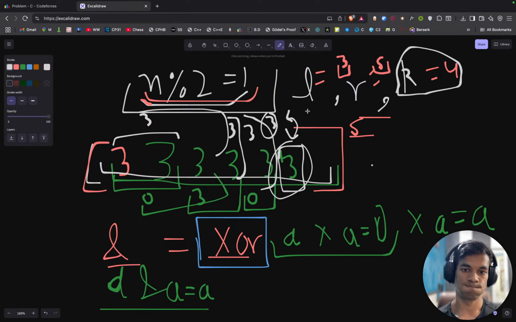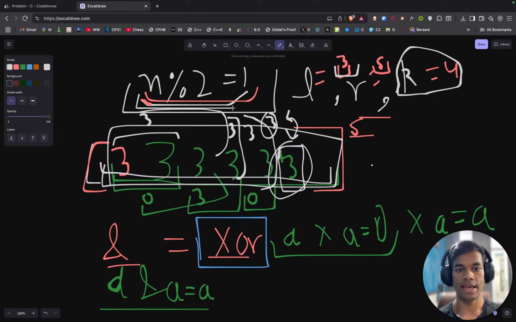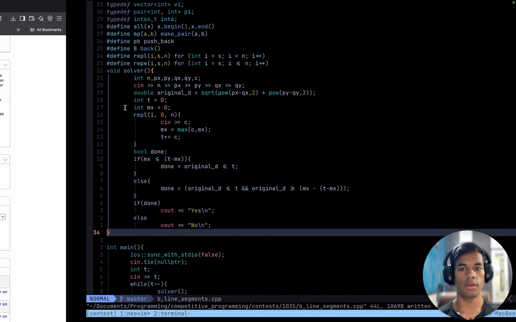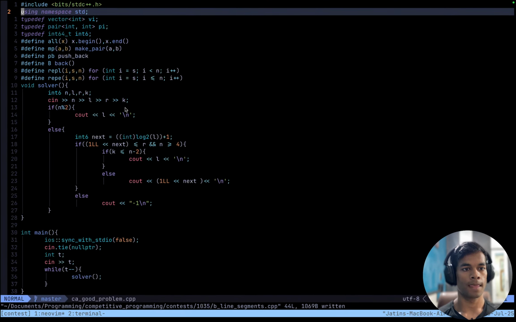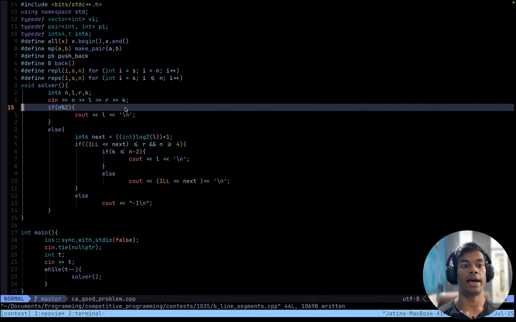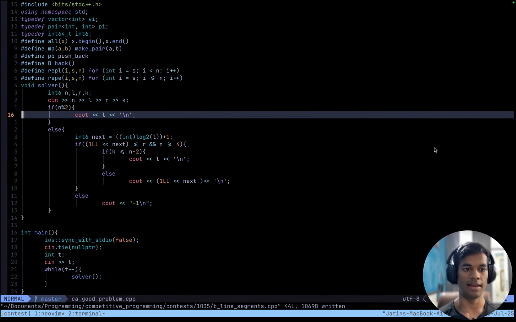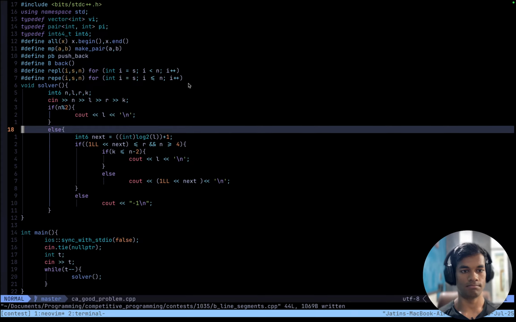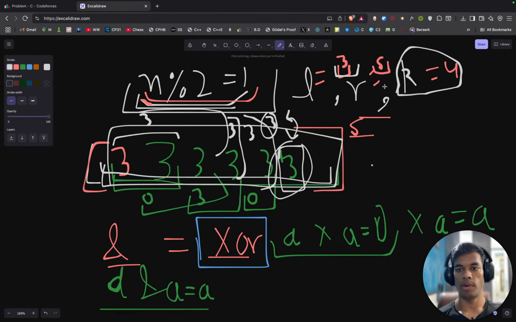And now I have to make this lexicographically the smallest. So the smallest number that I have is 3. So just fill the array with the smallest number when n is odd. The solution is very simple. I take n, and if n is odd, just return L. That is the whole solution. No matter what the value of k is, L is the only number in my array. My array is just filled with n copies of L.